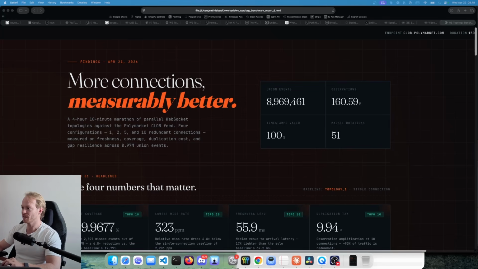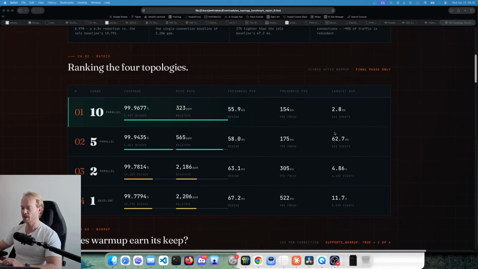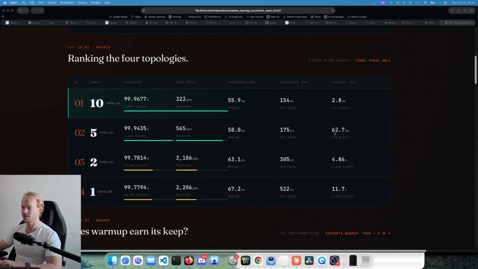So I've been running a test on the 5-minute Bitcoin up and down markets. This test has collected almost 9 million events across a total of 18 unique WebSocket connections. It has done 51 market rotations. So I'm just going to jump right into it and show you the data.